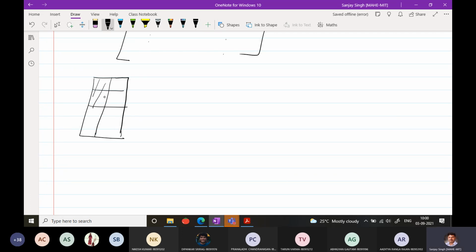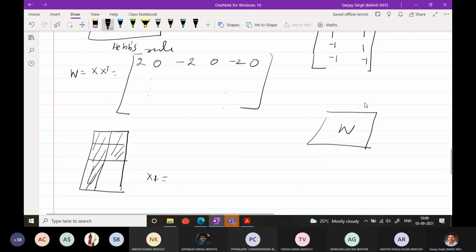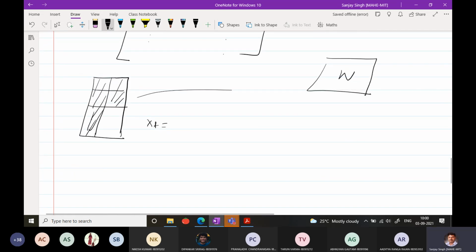So it is something like this and this. And let's say this is my test pattern xt. What I wanted to know is, for your auto associator, which has this kind of weight matrix W, if I give this as an input, what is the output I'm expected to get? Which kind of pattern is it?